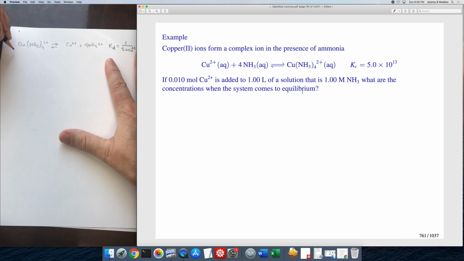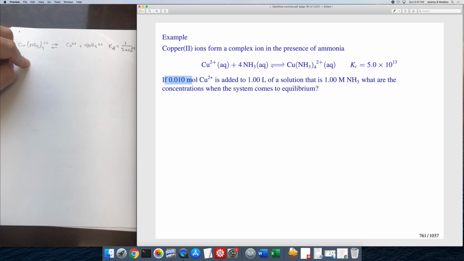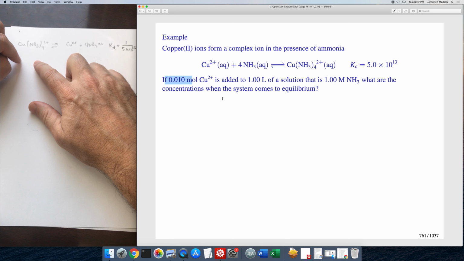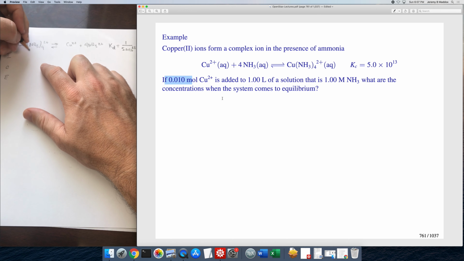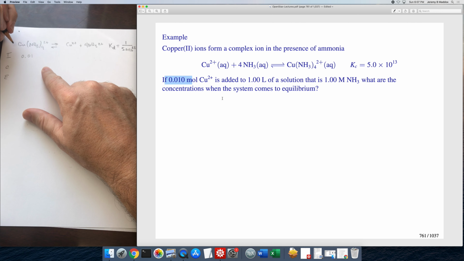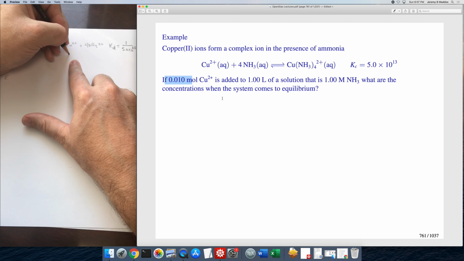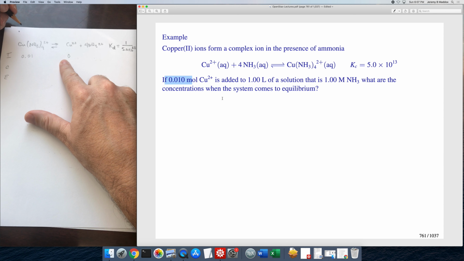So we'll set up the ice table now. Like I said, the assumption is all of the copper is tied up in the complex ion. So if we had 0.01 moles per liter copper 2+, and I put it all into the copper complex ion, that means that the concentration here is 0.01. No free copper, right? We chewed all of it up.